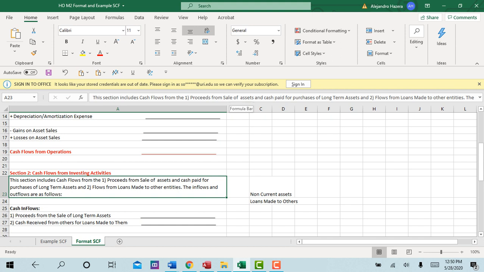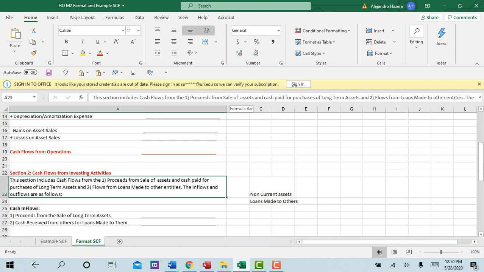Okay, so there's two activities that are going to go here: the proceeds from the sale of assets and cash paid for purchases of long-term assets. You know they're kind of opposite there. You sell assets, cash comes in, and you purchase assets, cash goes out. And the same thing can be true for flows from loans made to other companies.